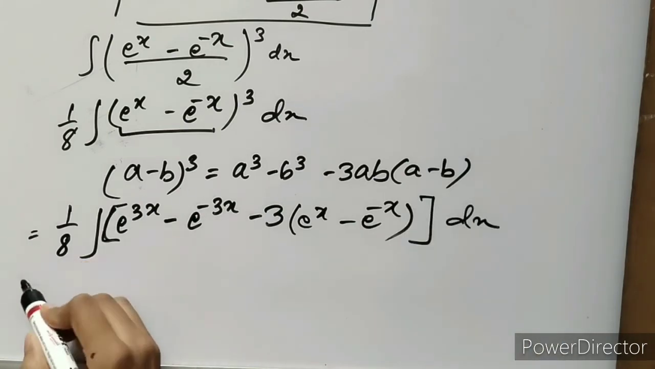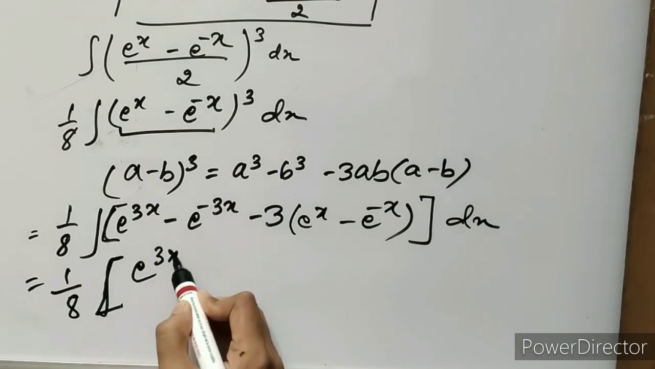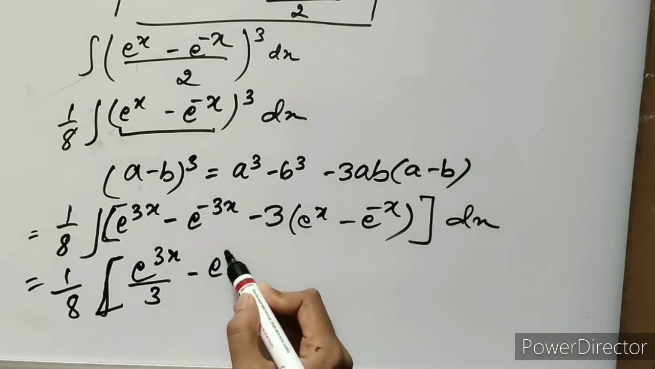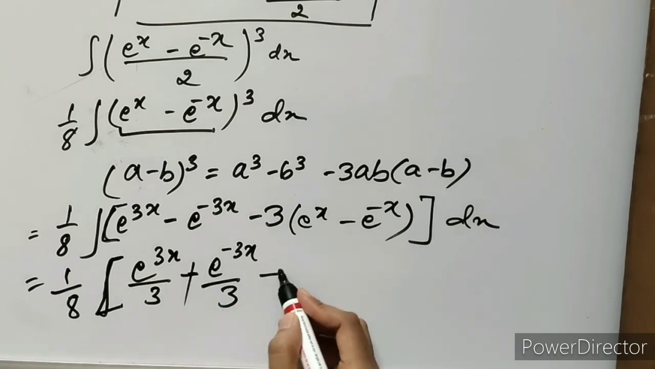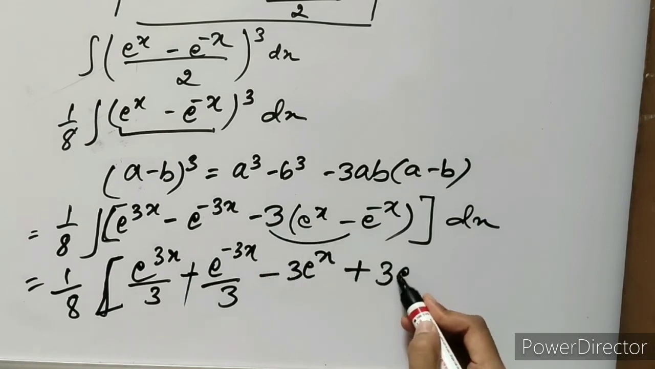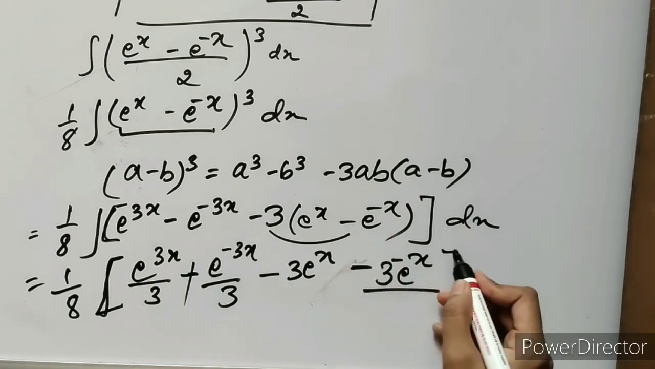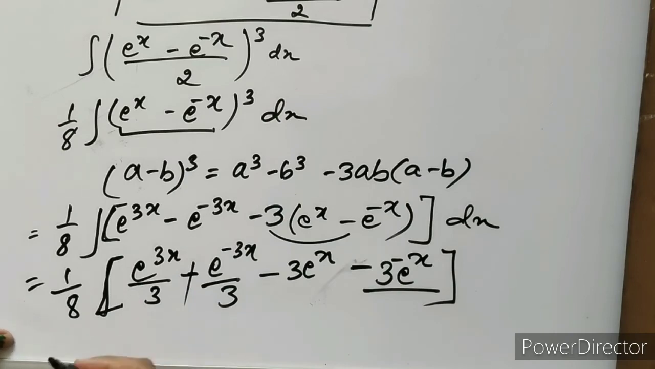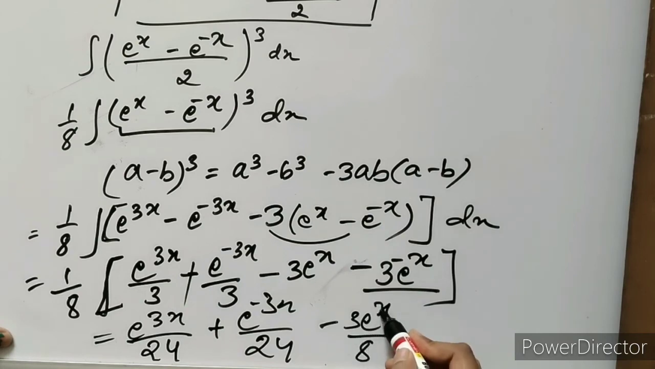Now we simply have to integrate that, and it will be e to the power 3x by 3 minus e to the power minus 3x by minus 3. So I'm putting a plus sign over here, and this will be as it is. And now plus e to the power minus x by minus 1, so I'm just changing the sign over here. And as I said, you can further simplify it: e to the power 3x by (3 into 8) which is 24, plus e to the power minus 3x by 24, minus 3e to the power x by 8, minus 3e to the power minus x by 8, plus c.